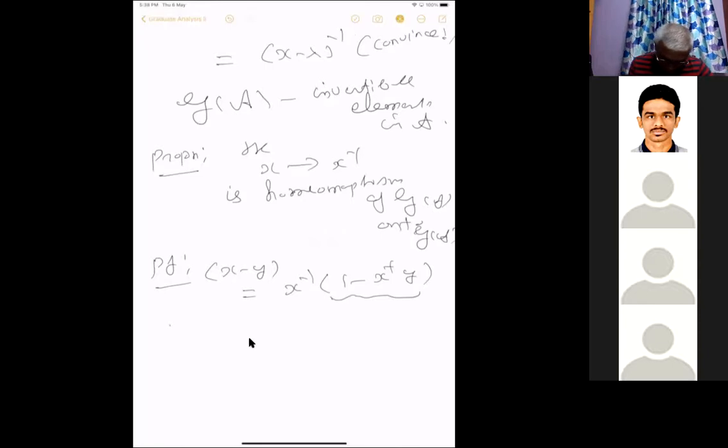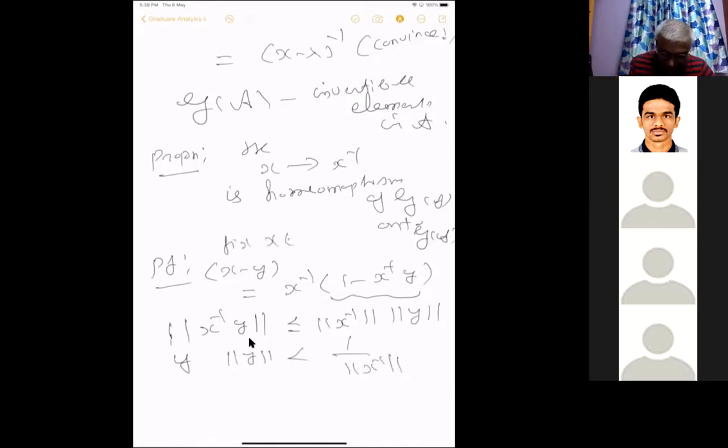So I want to consider 1 minus x inverse y. For that I have to consider the norm of x inverse y. This is less than or equal to norm x inverse times norm y. So if norm y is less than 1 by norm x inverse, fix x in A. We want to prove that when y is close to x, then y inverse is close to x inverse. That's what we want to prove.